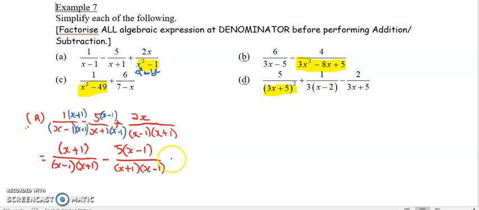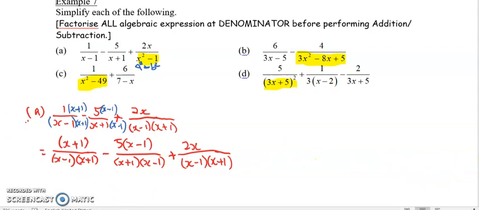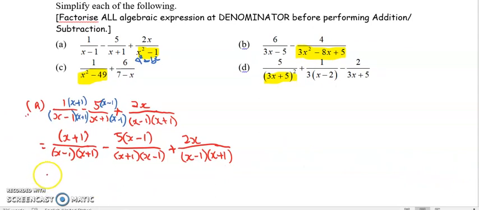The last fraction here remains unchanged, 2x. Now all 3 fractions have the same denominator, so we can go on to add them together. If you have 3 fractions, I suggest you add them from left to right. With the first 2, it is a subtraction, so we can combine them together first.